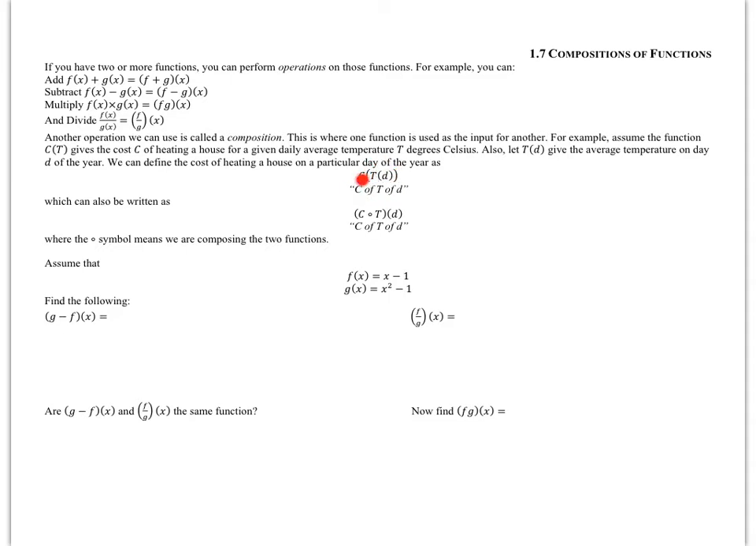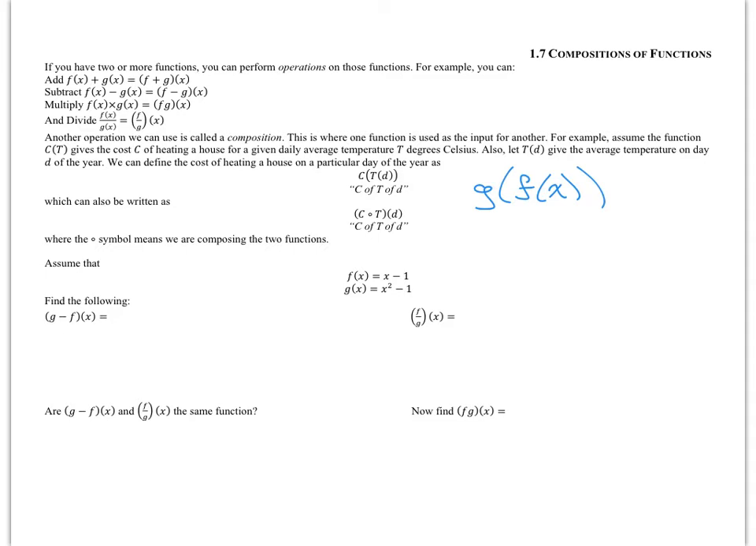Compositions are going to look like this: g of f of x. So hopefully we're comfortable at this point that something like this would be read as f of x. So now we're going to throw in something like this, and it's going to be read as g of f of x. Function compositions, this is an example you can read about when those would be applied. So cost of heating on a given day in the year.